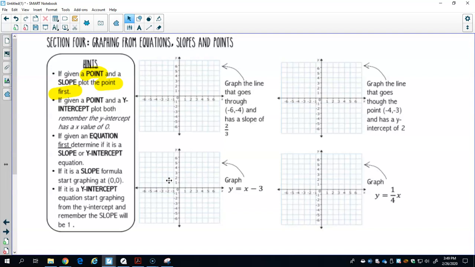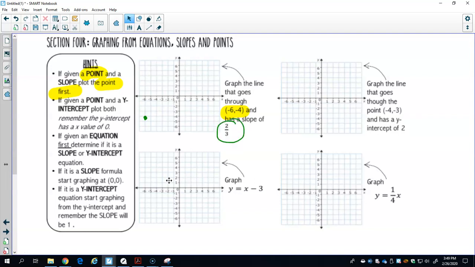We're going to graph the line that goes through (-6, -4). Now, (-6, -4), that is not slope. That is a coordinate. We're going to graph it just like we would anytime we have a coordinate. And coordinates are going to be x, y. So I'm going to go -6 on the x and -4 on the y. So I'm going to plot my point right there. All right, and it tells us we have a slope of 2.